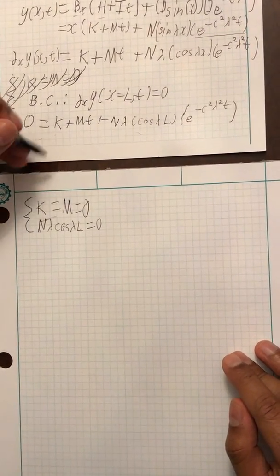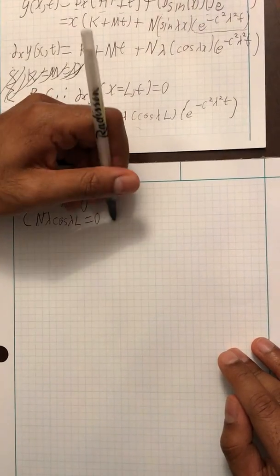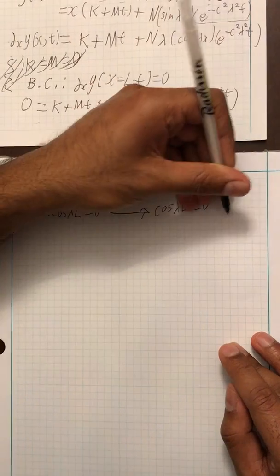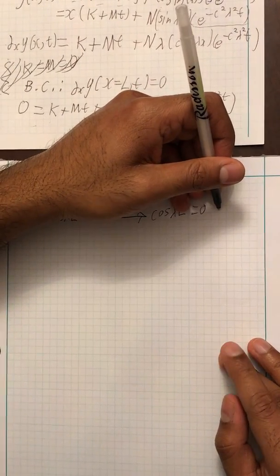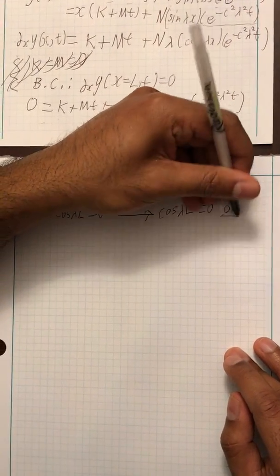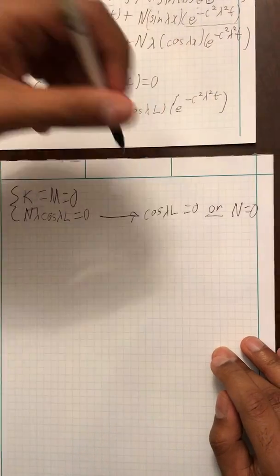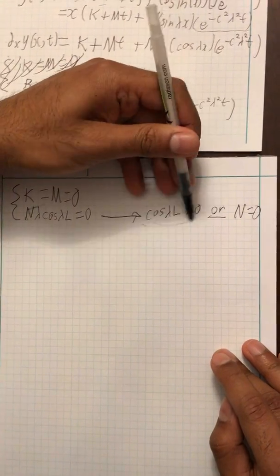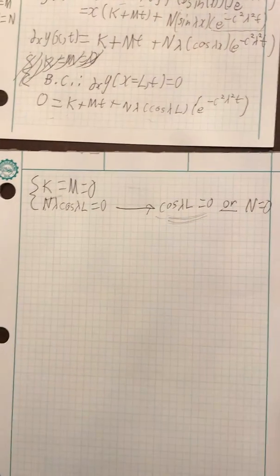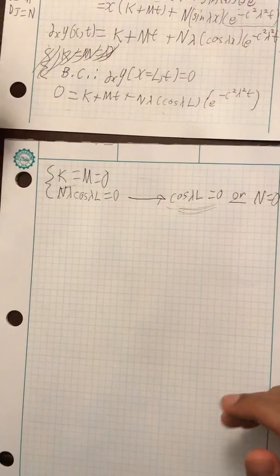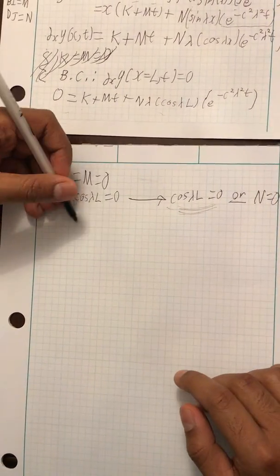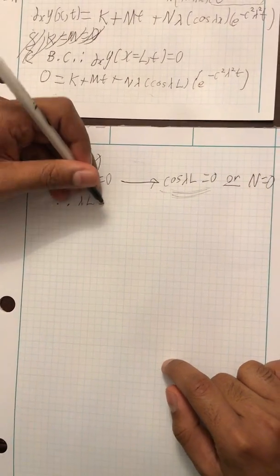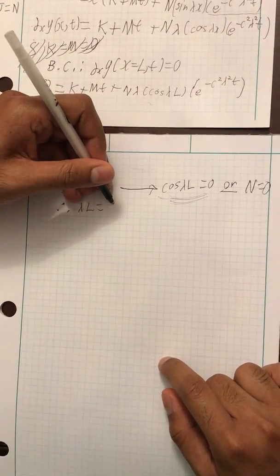And from this, you can go cos lambda L equals 0, or n equals 0. Now what we want here is cos lambda L to be equal to 0, because otherwise we just get a trivial solution where everything equals 0, and that's not what we want, because it's not good enough.